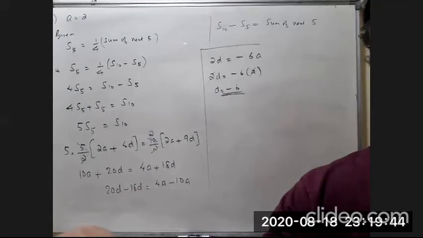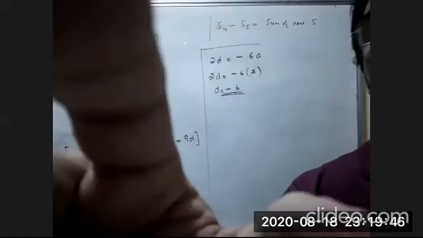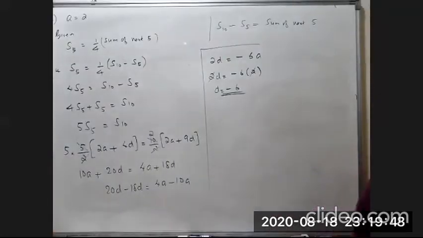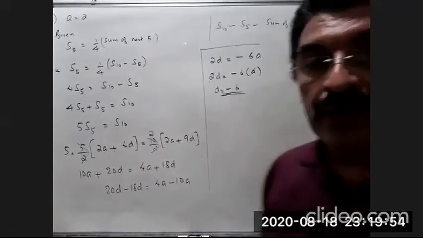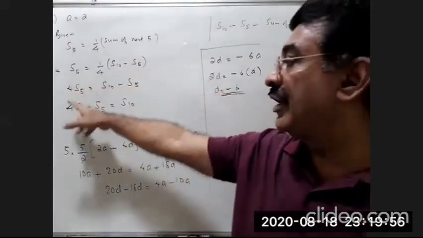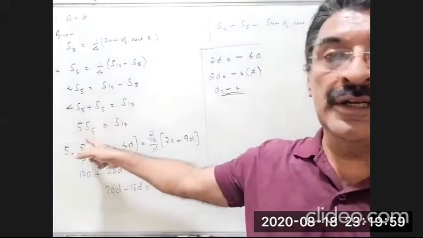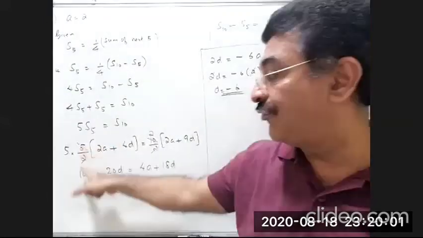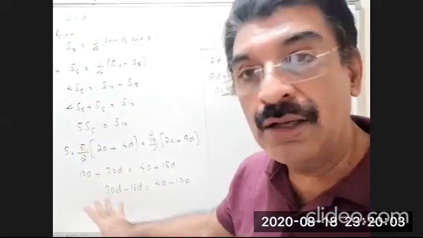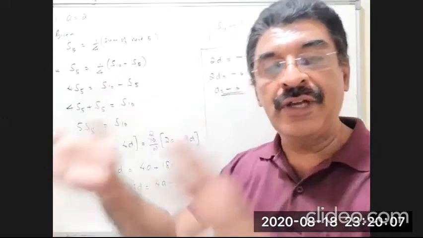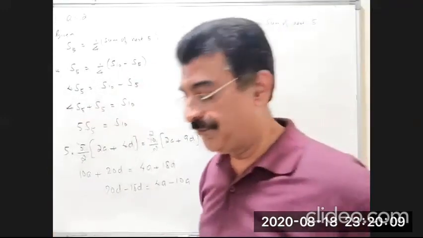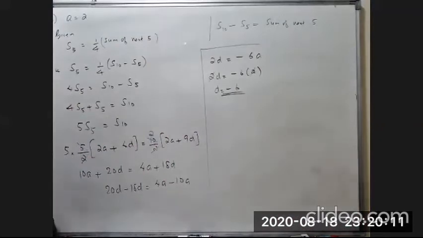Yes, you wrote it correct. We got D. Now see the question. In all such questions, whenever a relation connecting two terms or two sums is given, write the formula and get the relation between A and D. Write D on one side, A on the other side, separate. Now what's the question?